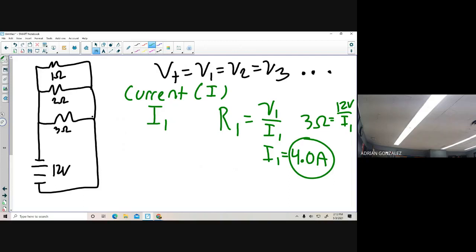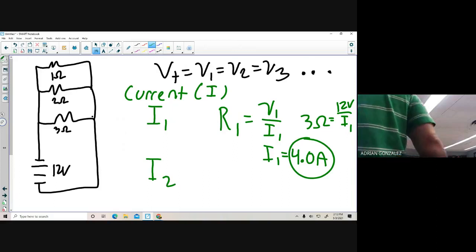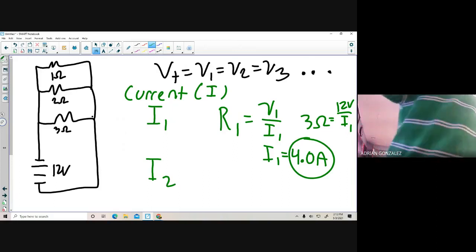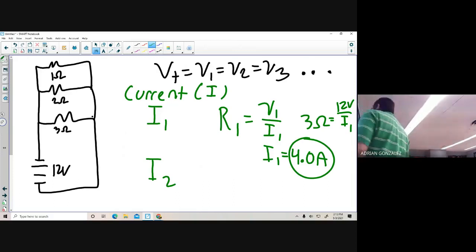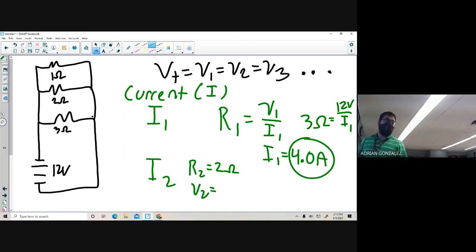Now, our question should be, okay, is my current going to stay constant like it was in a series circuit? Remember, in the series circuit, I1 was equal to I2 was equal to I3. So our logical question should be, does the same rule apply? Well, how do we figure that out? Let's figure out I2. We know the value of R2. What's the value of R2? We know the value of V2. What's that? And we want I2. Do we have a formula that connects R, V, and I?